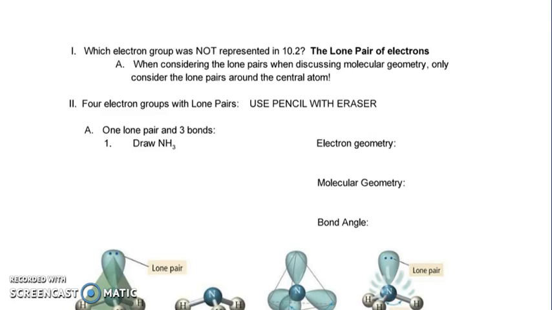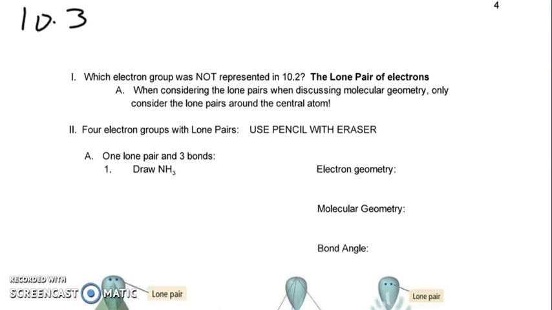This is 10.3. My notes had the 10.3 at the bottom, but this is really section 10.3. What this does in section 10.3 is it addresses what we haven't talked about yet. Notice everything we did in section 10.2, your 5 basic shapes: linear, trigonal planar, tetrahedral, trigonal bipyramidal, and octahedral. What we did not take into account in any of those were the lone pairs. So you do need those 5 basic shapes in memory, and then watch what happens when we introduce the idea of lone pairs. Things are going to change.